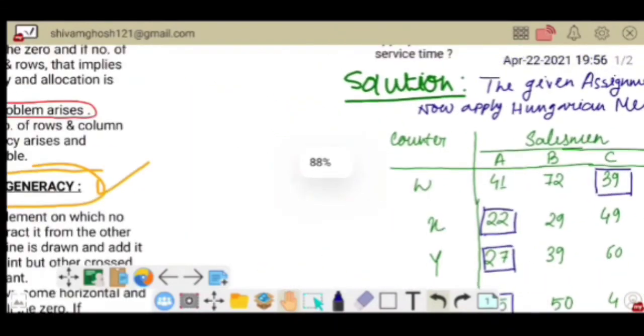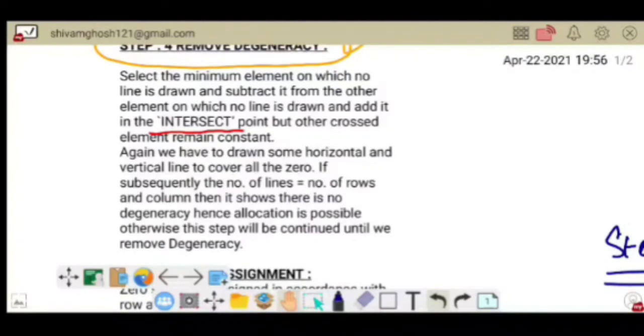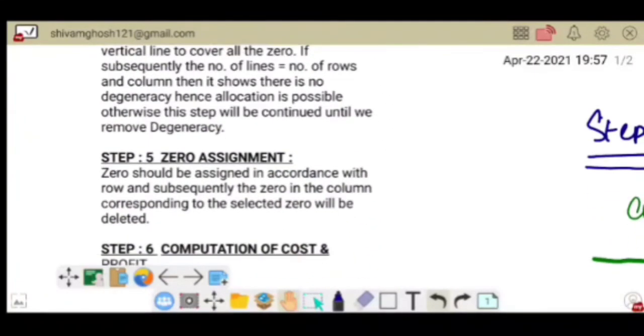Okay, and again we have to draw some horizontal and vertical lines to cover all the 0. After this adding and deducting calculation, we have to cover all the 0 with lines, and if subsequently the number of lines equals the number of rows and columns, then it shows there is no degeneracy. So we will move forward to step 5.